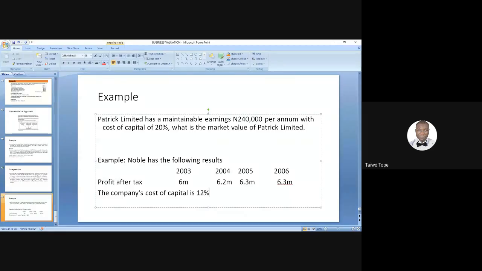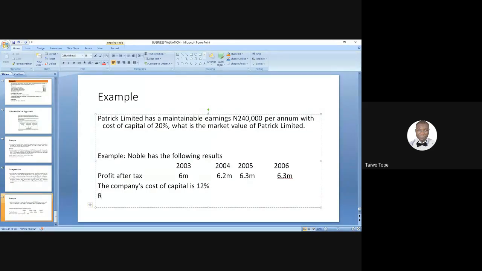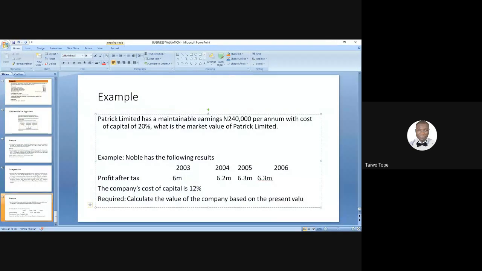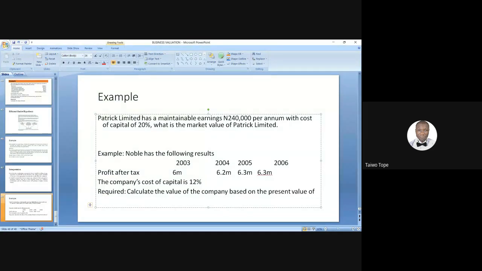Required: calculate the value of the company based on the present value of expected earnings.